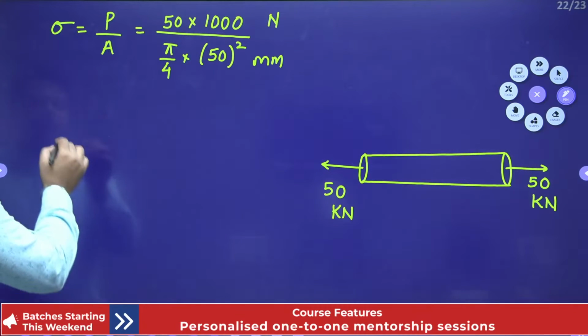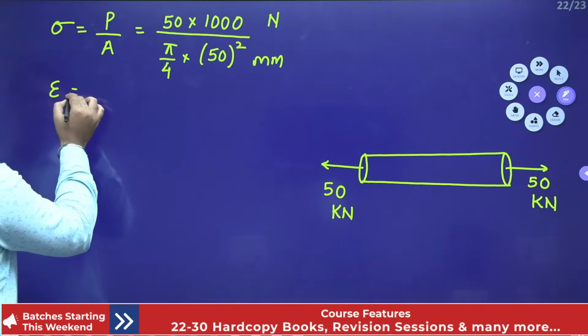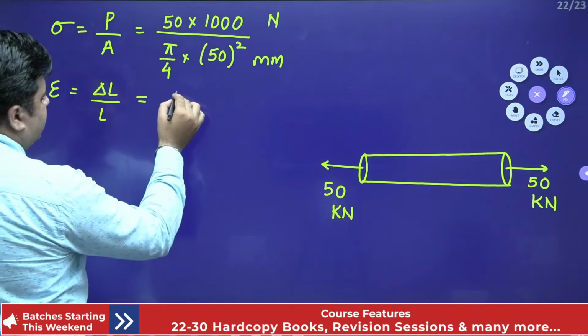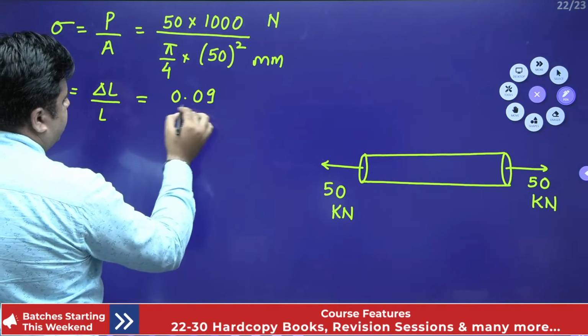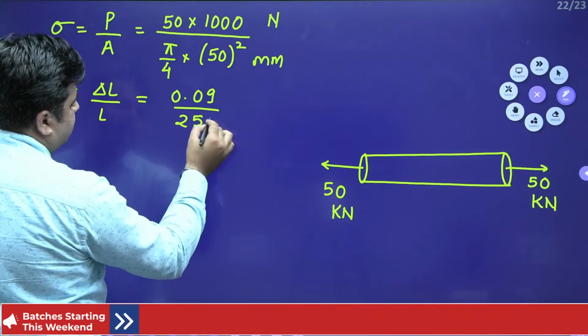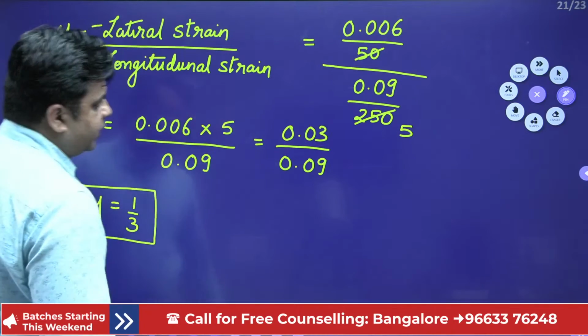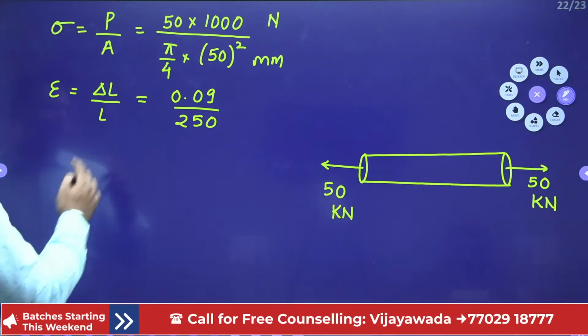Similarly, I have the strain, which is delta L by L. And we have already calculated it. It is 0.09 divided by 250. So just check, this is the longitudinal strain, 0.09 divided by 250.